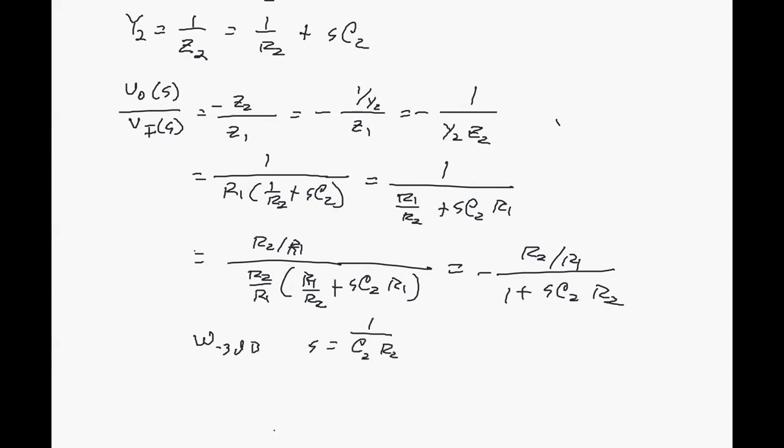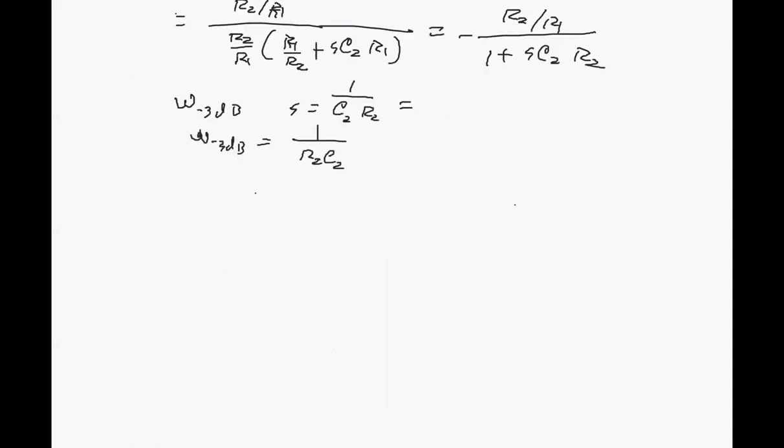So then we have omega 3 dB, made a little mess there. Omega 3 dB is just 1 over R2 C2. So basically, what I'm trying to tell you is admittance or conductance is easier for parallel.